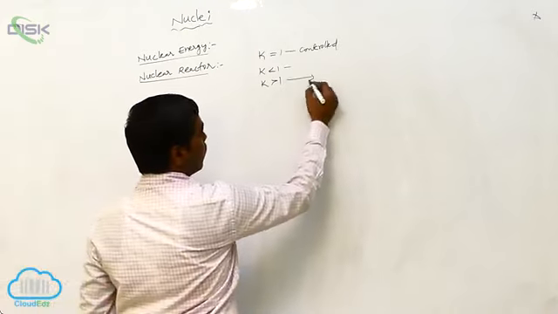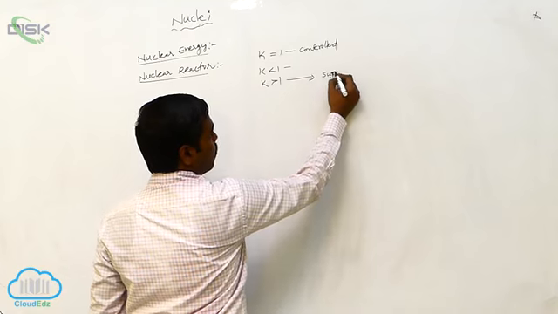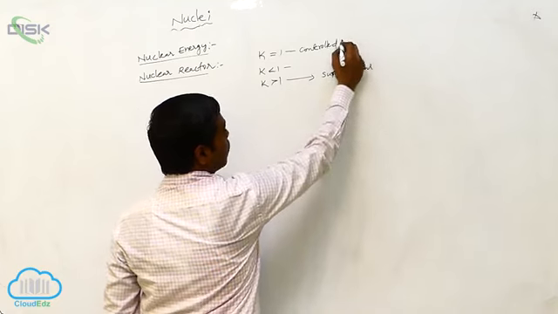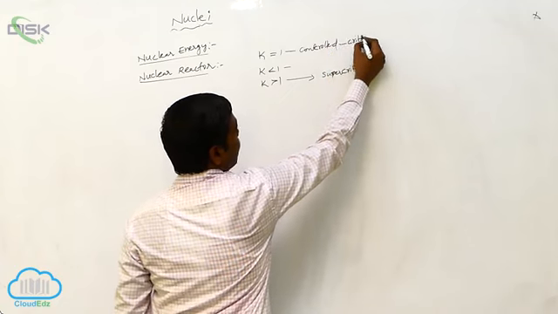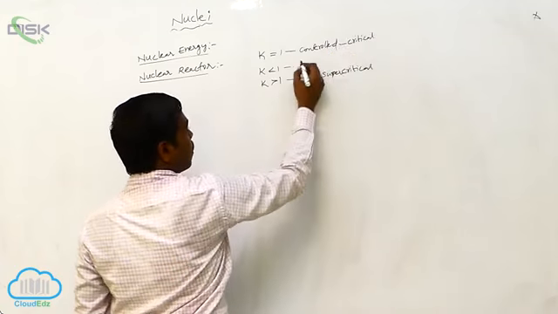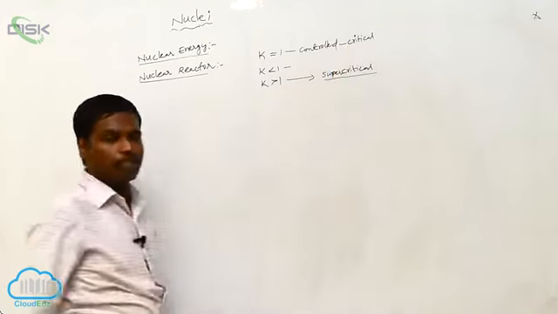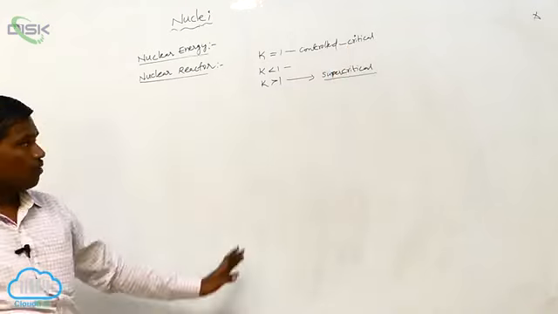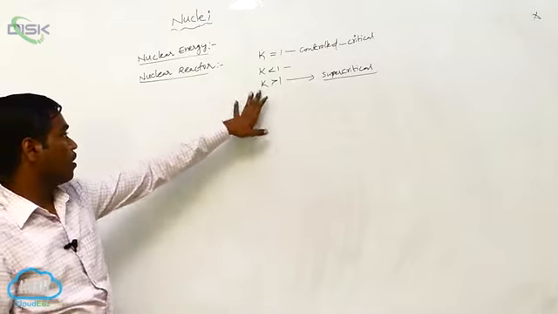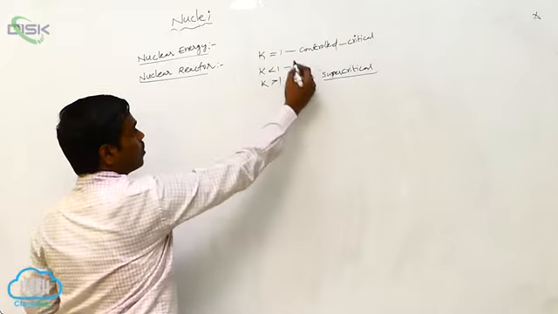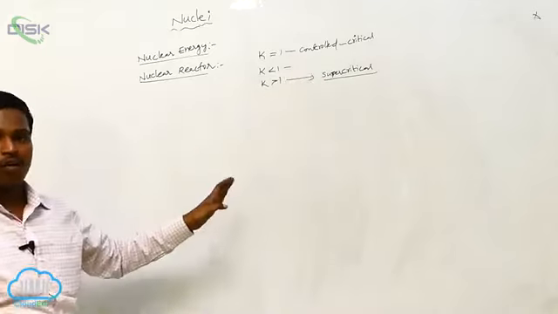Then it is in the supercritical condition. Here, with K equal to 1, it is in the critical condition. In the supercritical condition, it can lead to an explosion. So the nuclear reactor works on the principle of K equal to 1, that is, a controlled chain reaction.